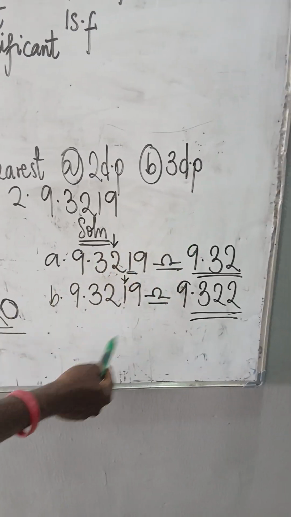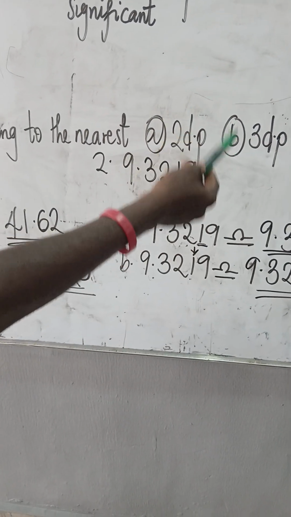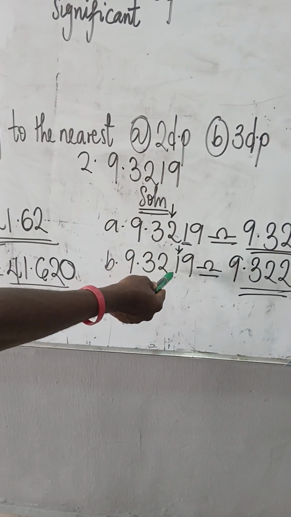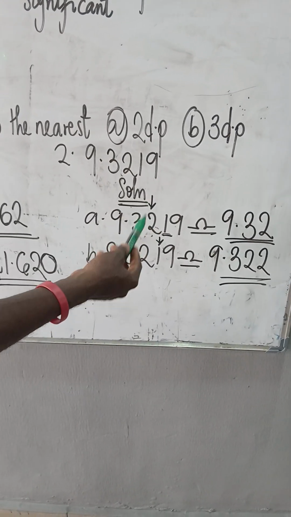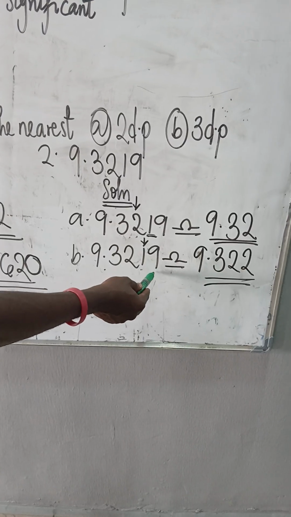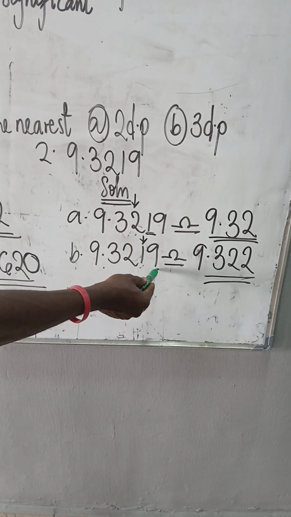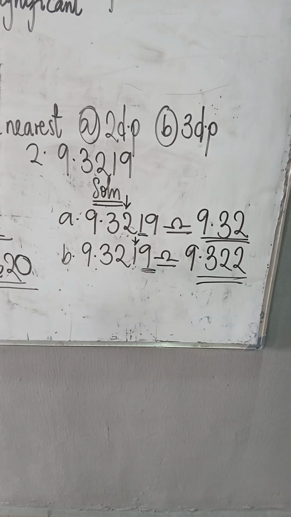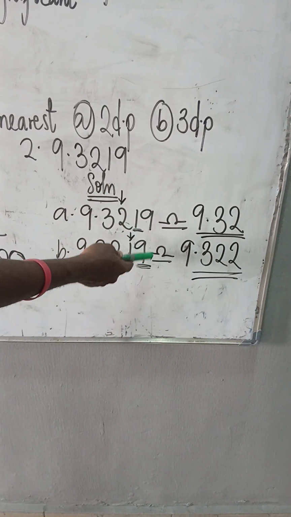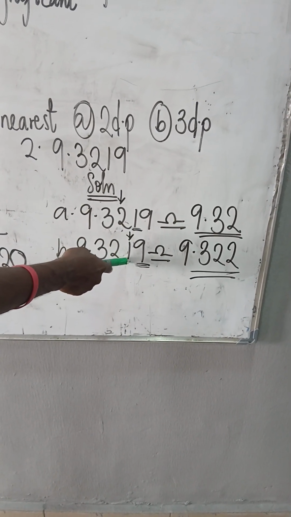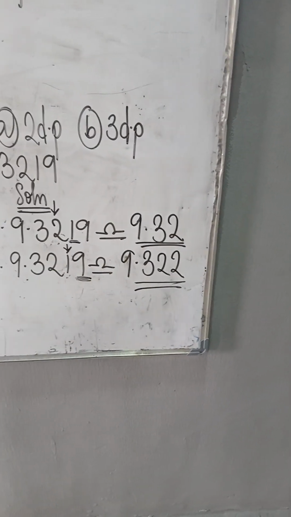Now to the next one, rounding off to 3 decimal places, we look at the third value after the decimal point, which is 1. And we look at the value close to it, 9. 9 is a round up number. It becomes 1 added to this 1, making it 2. So this is our value.